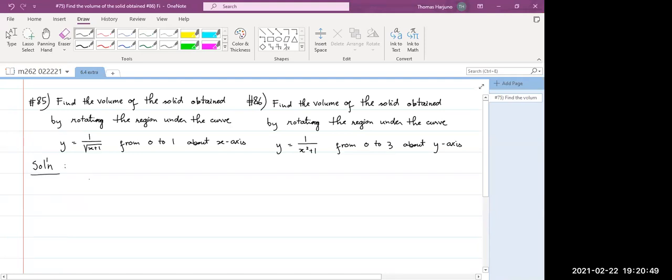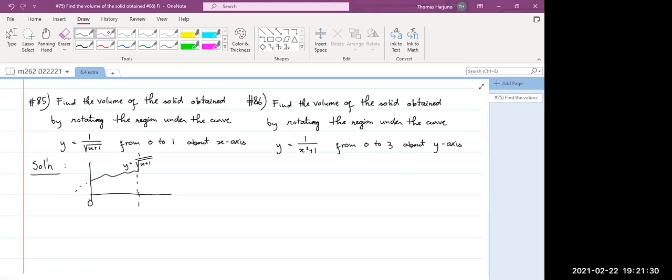Number 85: find the volume of the solid obtained by rotating the region under the curve y equals 1 over square root of x plus 1, from 0 to 1. I think it's approximately like this. It doesn't have to be straight. Let's say it's like that, and this is y equals 1 over square root of x plus 1.